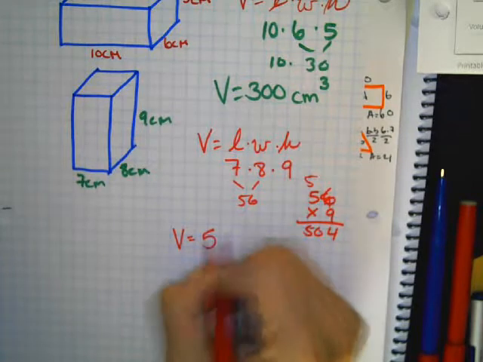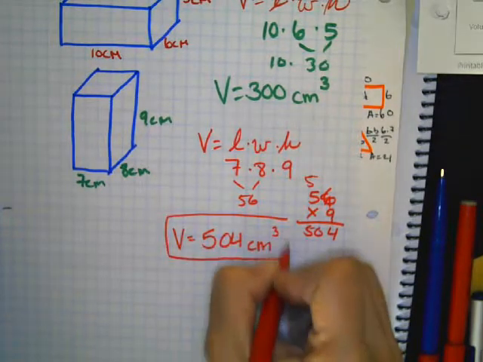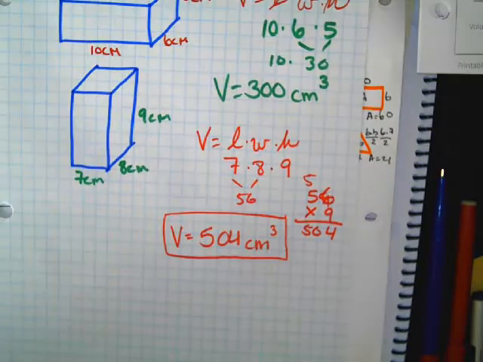So volume is equal to 504 centimeters cubed. Has to be cubed.